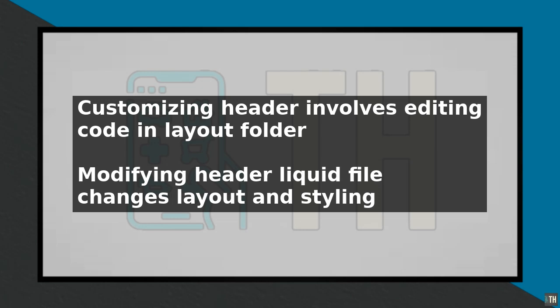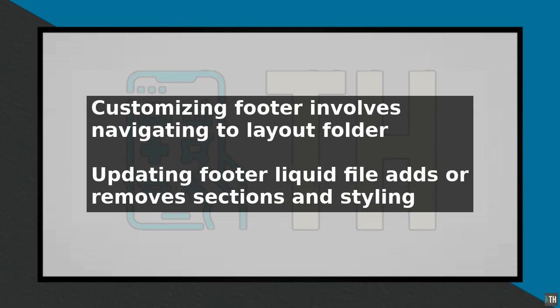Here you can modify the code to change the layout of your header, add or remove elements, and update the styling. For example, you can change the logo by replacing the default logo image with your own. You can also add a navigation menu by using the menu object and looping through the menu items. To add a search bar, you can use the search form object and customize its appearance using CSS.